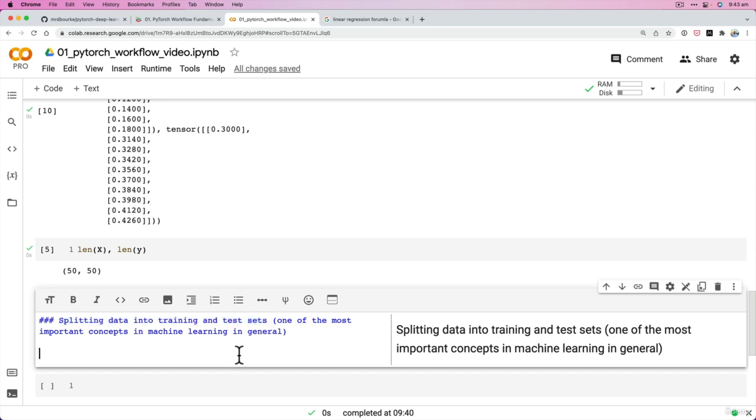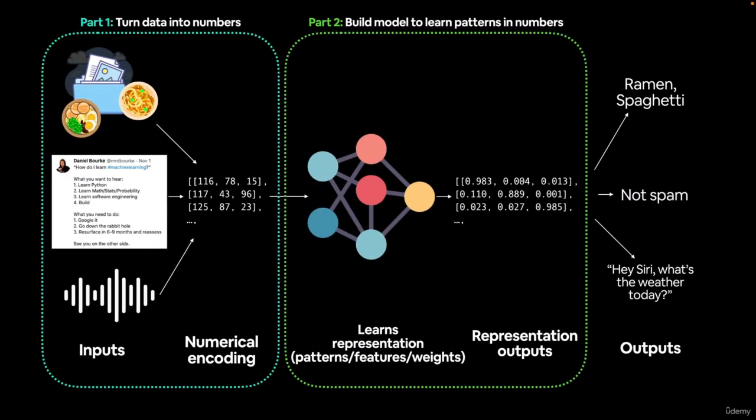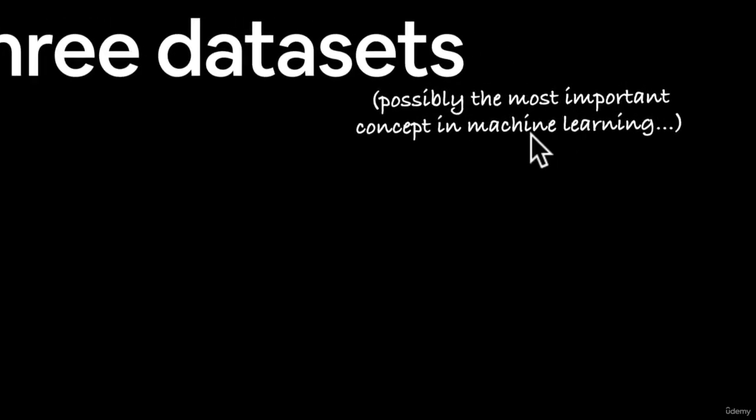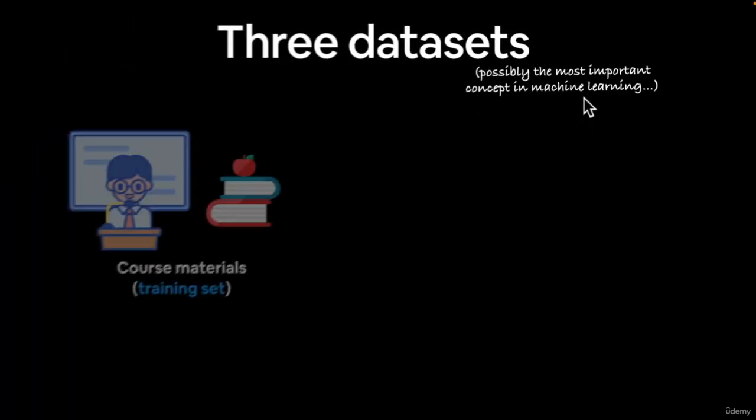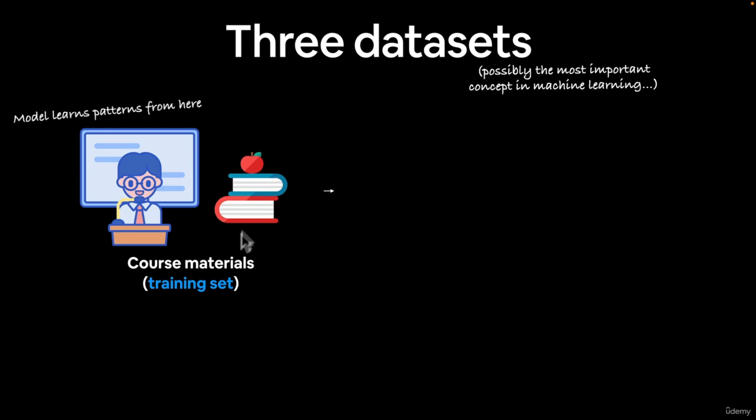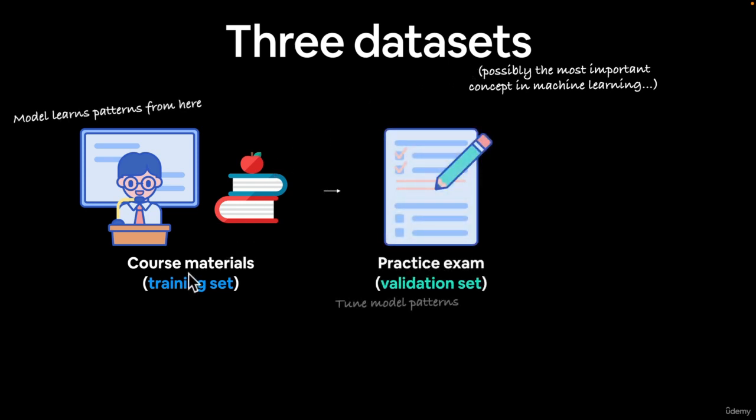And if you've come from a little bit of a machine learning background, you probably well and truly know all about this, but we're going to cover it anyway. So let's jump into some pretty pictures. We're looking at the three data sets. And I've written down here possibly the most important concept in machine learning, because it definitely is from a data perspective.